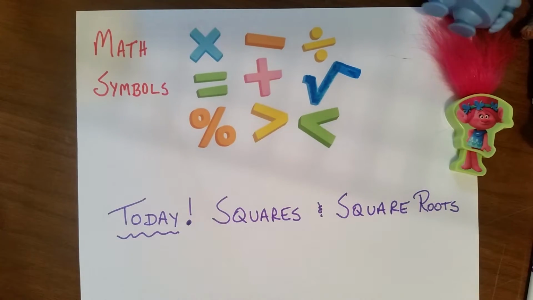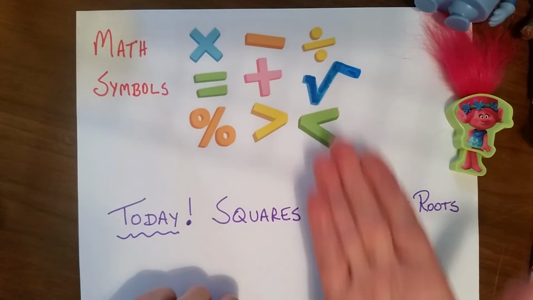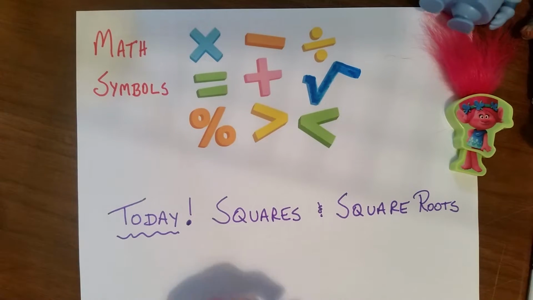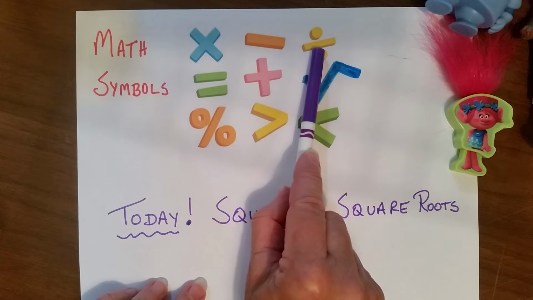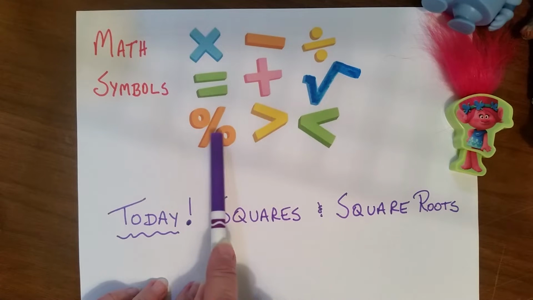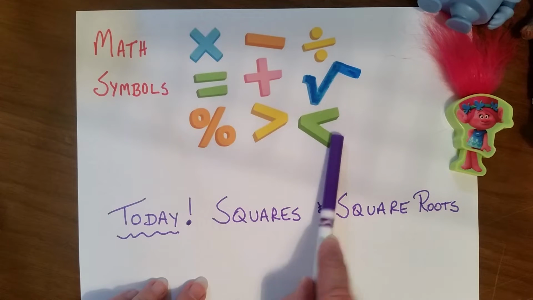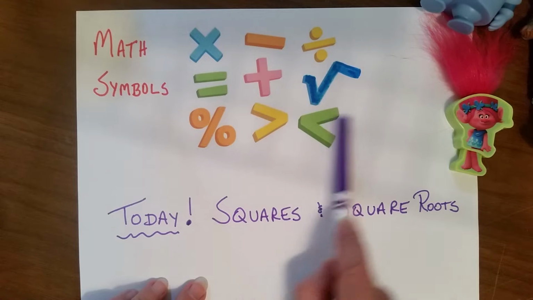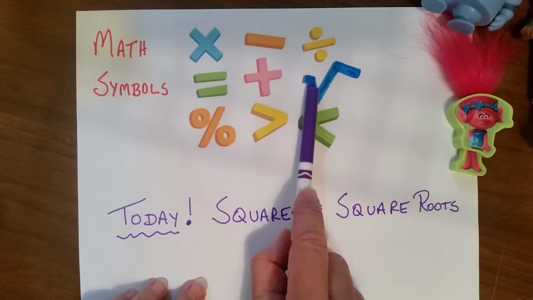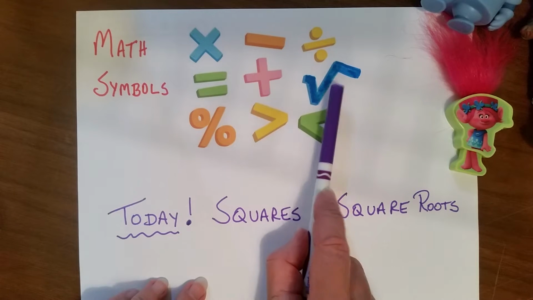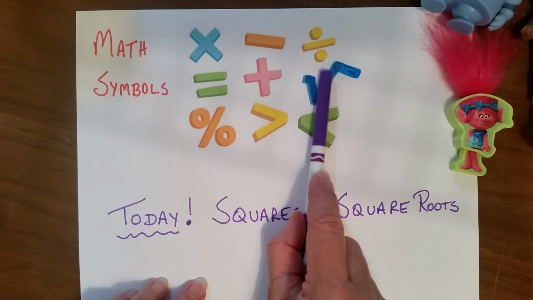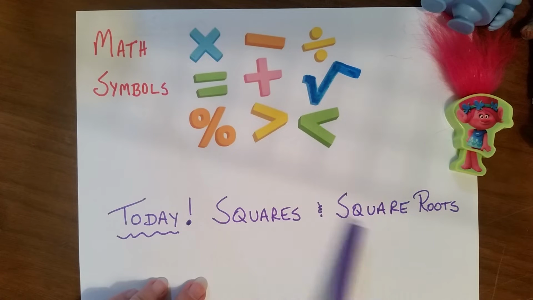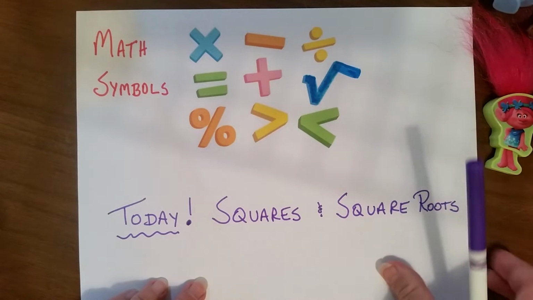Okay. Anyway, so these are some math symbols that you've already seen before. Multiplication, subtraction, division, equals, plus, percent, greater than, less than. What we're going to look at today, or right now, is this symbol right here. That's called a radical. It's a square root symbol. We're going to talk about squares and square roots. This is really cool. Okay, first of all, I want to talk about perfect squares.